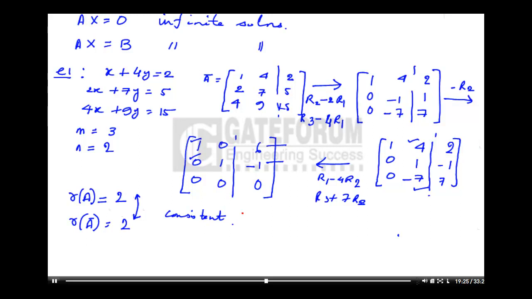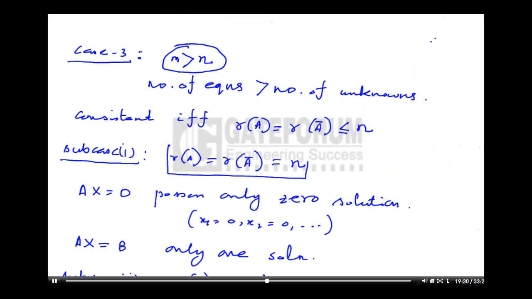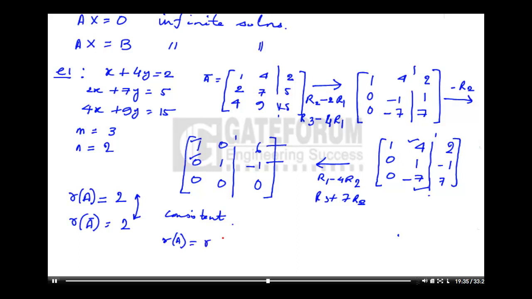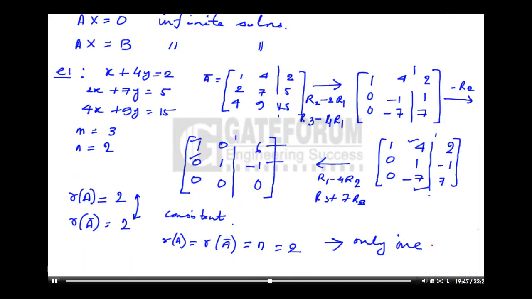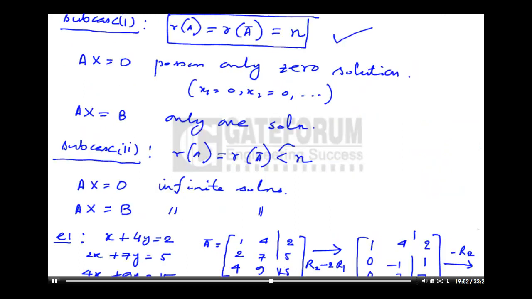So, here subcase 1 is applicable. Here the rank of A is equal to the rank of the augmented matrix, which is equal to n, that is equal to 2. Hence, clearly, if we apply this subcase 1, this system of equations has only one solution. In case this is less than n, that is less than 2, then only we can say that the system would have infinitely many solutions. But here this case is applicable.